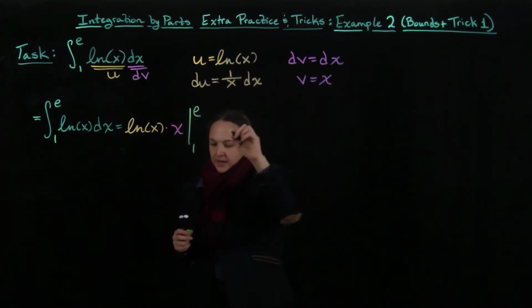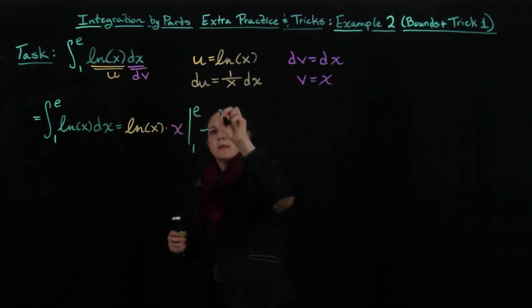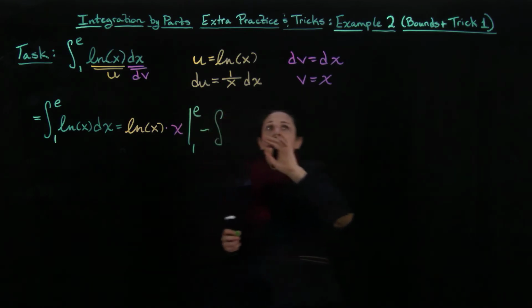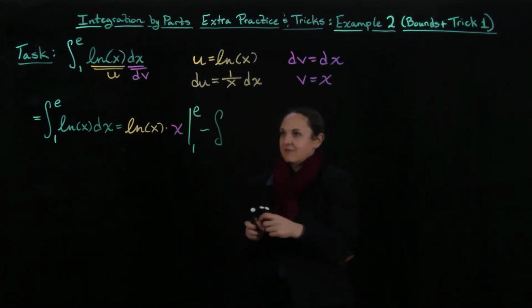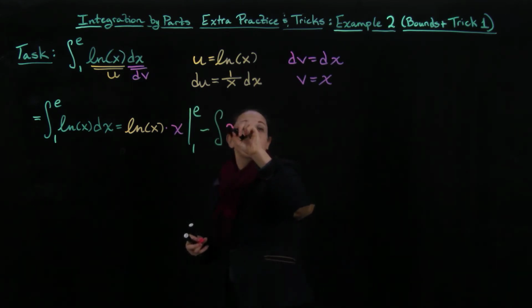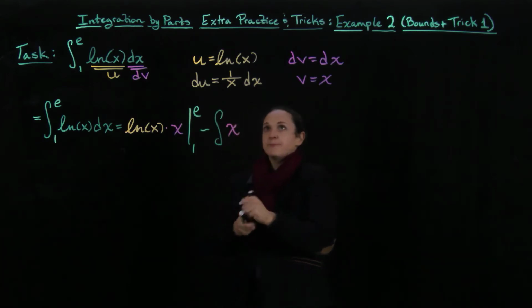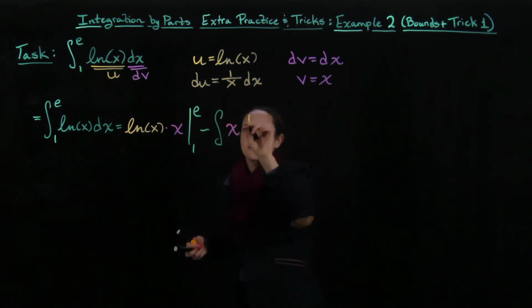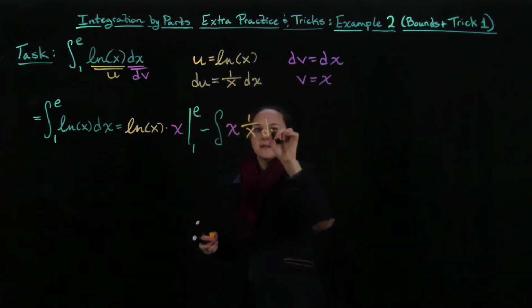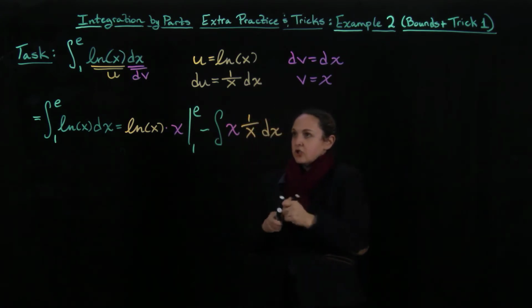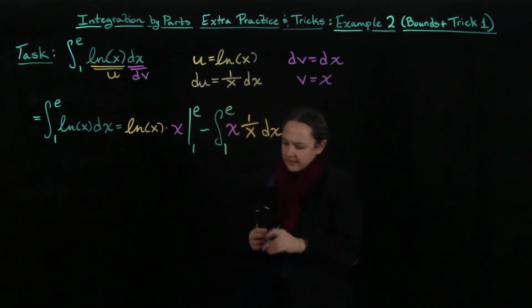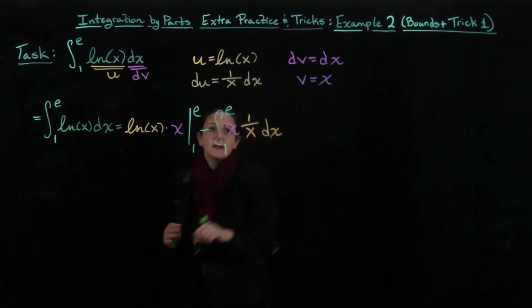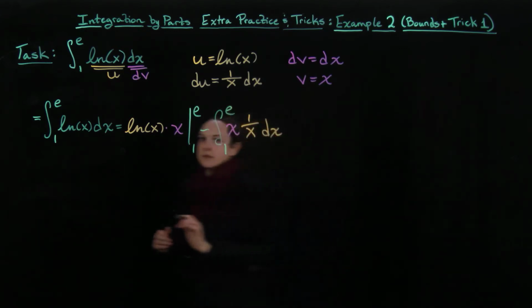And then I'm going to go minus the integral of, and then I need v du. You can tell this is looking really good, right? So I'm going to get x times 1 over x dx. And I make sure not to forget my bounds here. My bounds just propagated through like this. Now this is very nice. This cancels, so we're going to go ahead and do that.